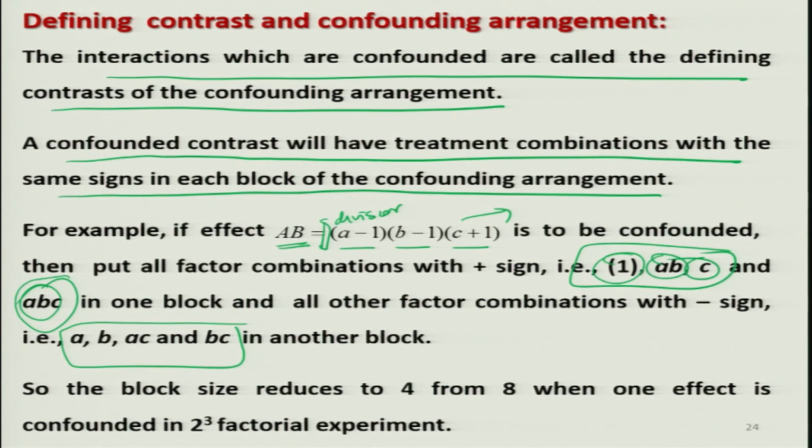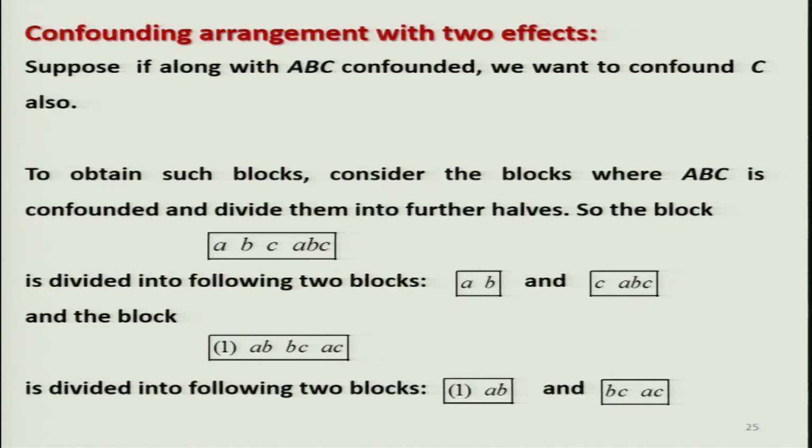So, you can see that if you want a complete factorial experiment, then in the case of a 2^3 factorial experiment you will have a block size of 8 plots, but when you confound one effect, the block size becomes half, that is 4, right. Now, suppose I want to reduce the block size more. In the 2^3 factorial experiment, when you confound one effect, the block size becomes 4. Now, suppose you want to make it 2. Suppose your experimental material is sufficient only for a block size of 2 plots.